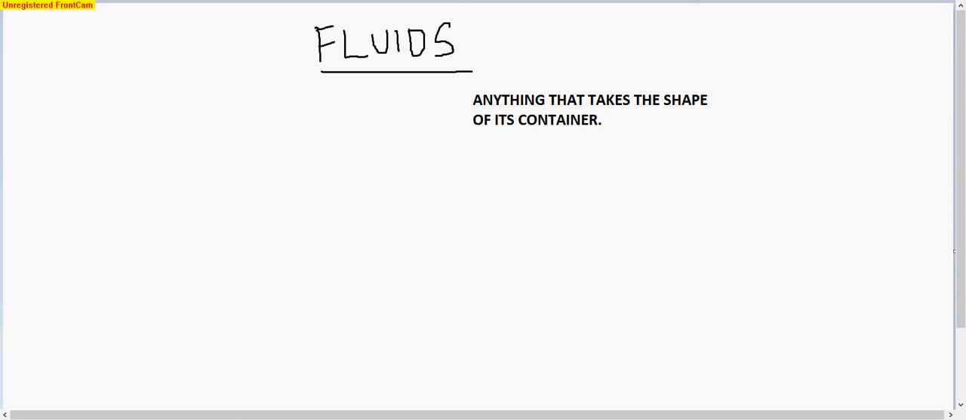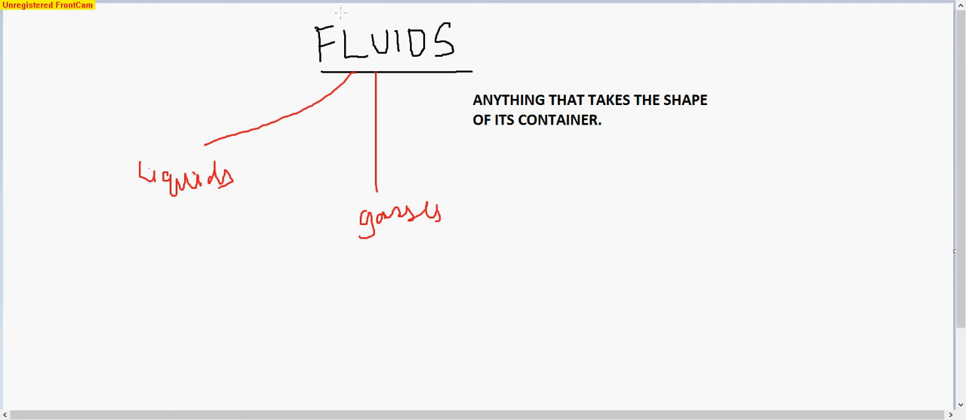Now, fluids are actually of two types. When we talk about fluids, we mainly think about two types. One, liquids. The other one, gases, which is quite common knowledge for many people.